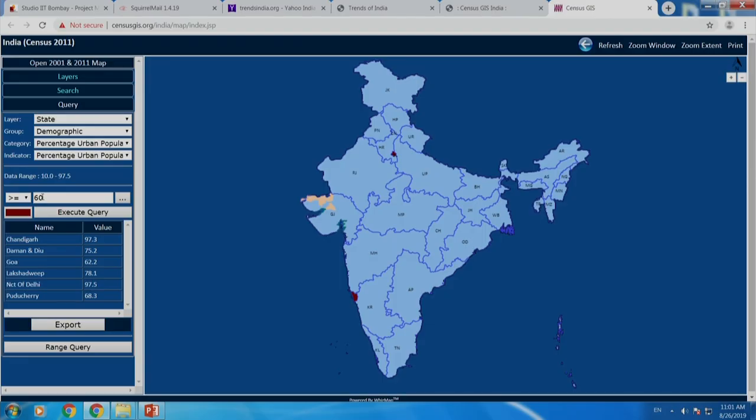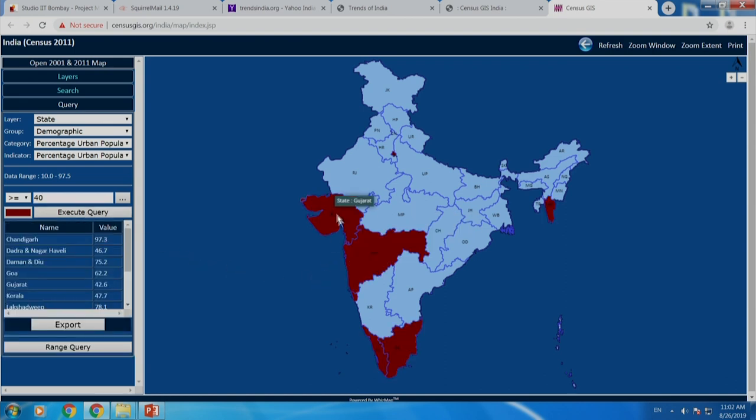Let us go down to, are there any states where more than 40% population is urban? Let us check this. Yes, you find this is Gujarat, Maharashtra, Tamil Nadu, Kerala, and interestingly Mizoram over here, fairly urbanized. Okay. You take it to say 35%.